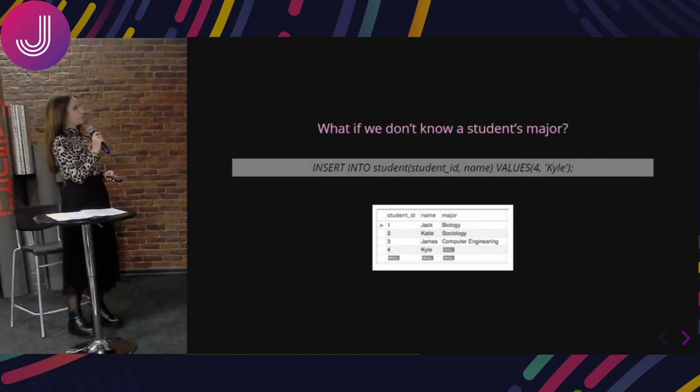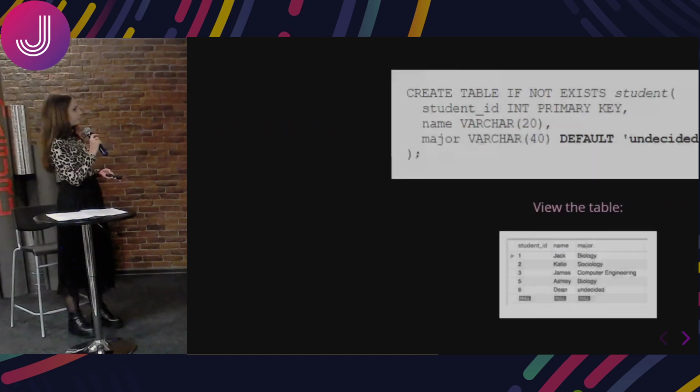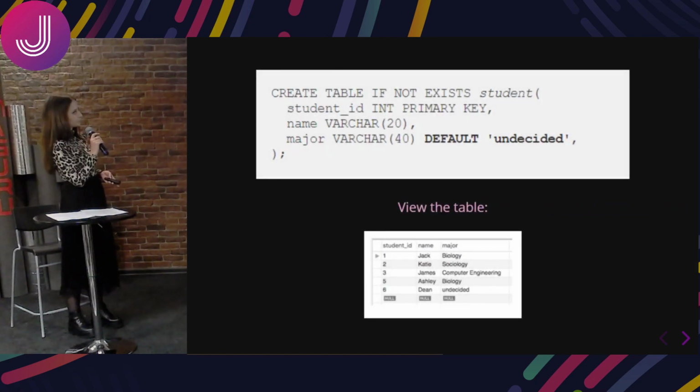But what if you don't know a student's major? For example, create a row with the student ID and name, but without major. And we can see in column major with student ID 4 null. We can solve this problem if we set the default parameter undecided.